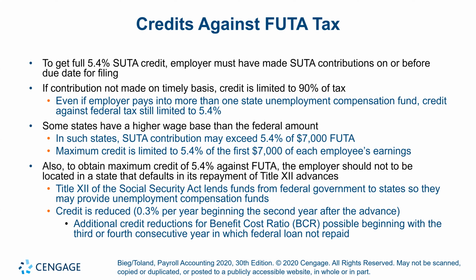Some states have a higher wage base than the federal amount. We talked about this with Missouri and Illinois, for example. In 2019, Missouri's wage limit for unemployment was $12,000. But in 2020, Missouri's went down to $11,500. They adjusted that down. But anyway, in our book, it shows the 2019 figures.